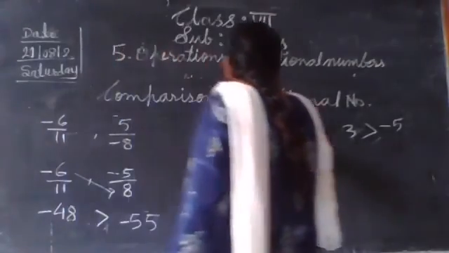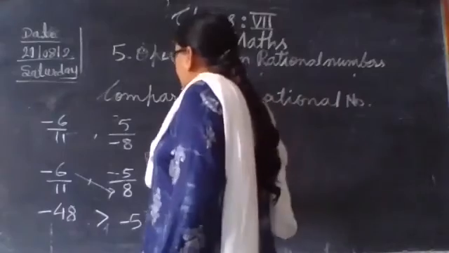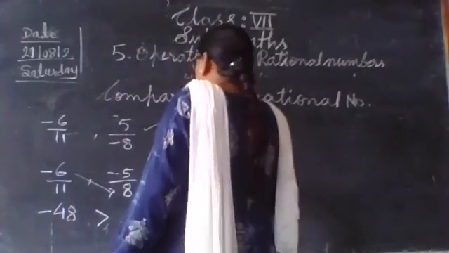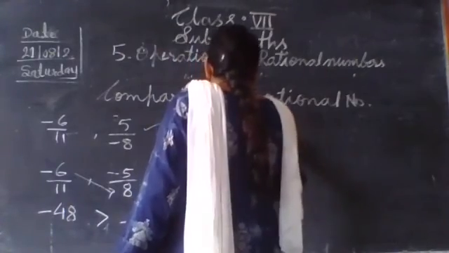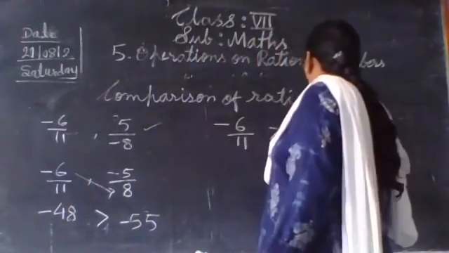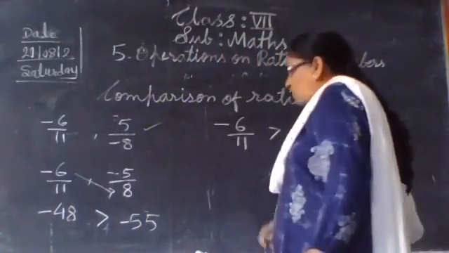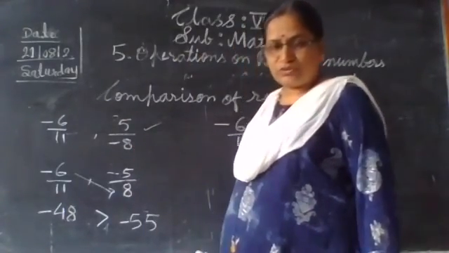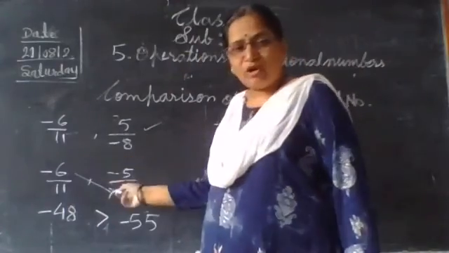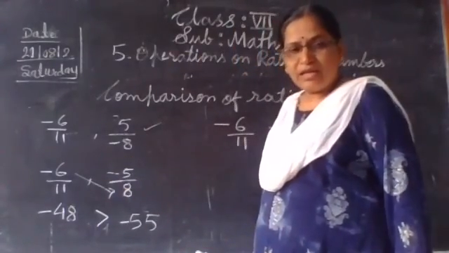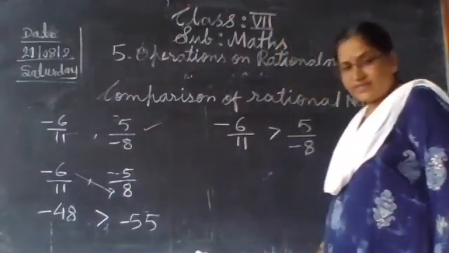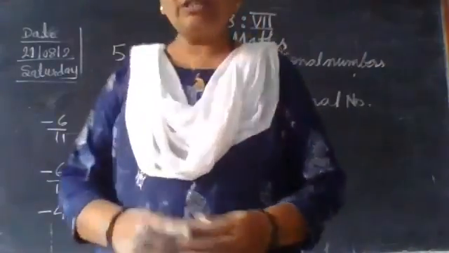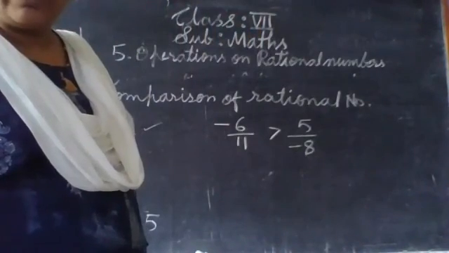But our original rational number is this, which means minus 6 upon 11 is greater than 5 upon minus 8. So got it, children? If denominator is negative, very first make it positive. Okay. Then by cross multiplying, we will compare the fractions or integers, like this. Got it, children? So in this way, you can compare the rational numbers.